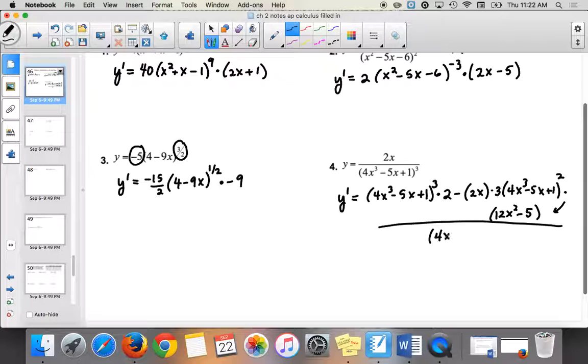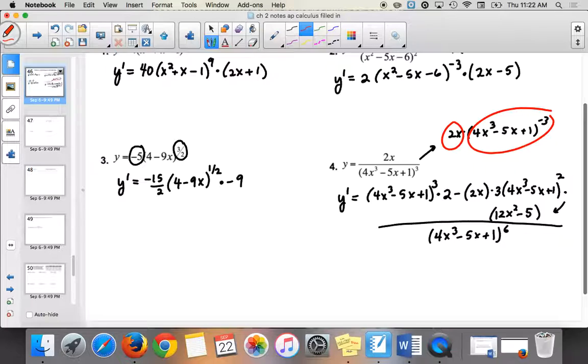Wait, sorry, can you also just use the chain rule? You could. Chain rule and product rule though, right? If you brought it up. So if you rewrote it as 2x and then 4x cubed minus 5x plus 1 to the -3, you would have to do the product rule with these two pieces of the product. So you could do that. Can you just leave it like that? Yeah, there's not much simplifying you can do.